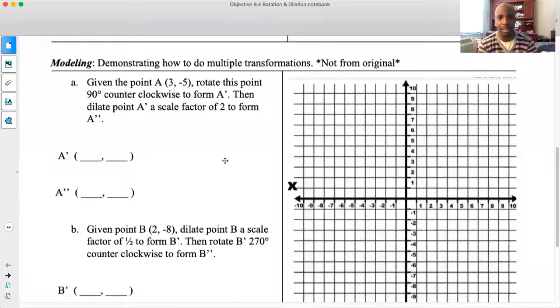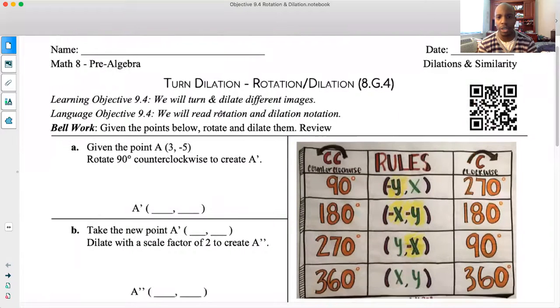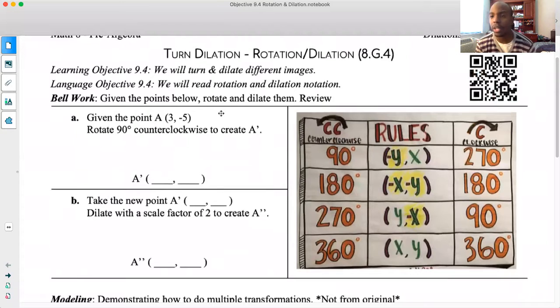You should be looking at the same exact screen I am. It says turn dilation. The reason is that turning indicates rotation and dilation indicates the other operation, which is growing. So look at the bell work. It's giving us A and B, and I even put the rules for rotation there just in case you forgot. A tells you to take this point, A, and rotate it 90 degrees counterclockwise. After you rotate it 90 degrees counterclockwise, we should arrive at A prime, which is a new point. Take a second to see if you can complete A and B. If you need to, pause the video so you can give yourself a chance, so that I don't just give it away.